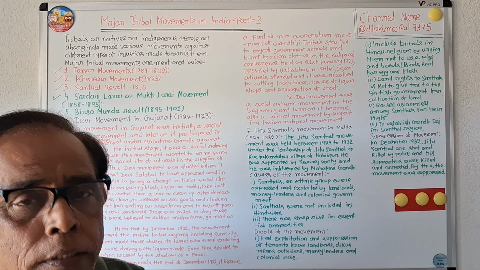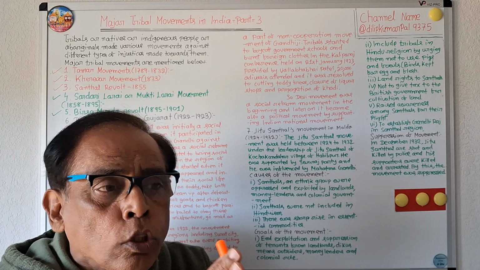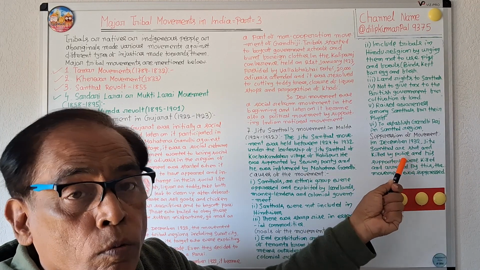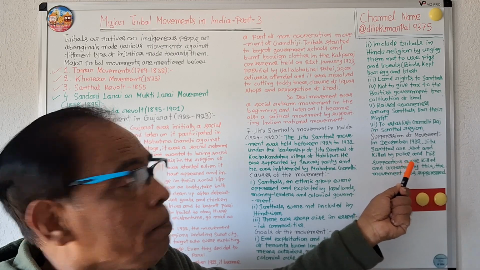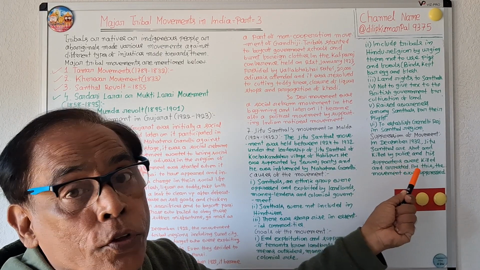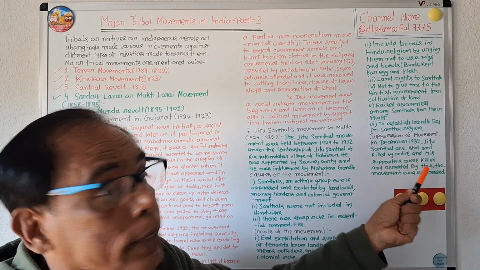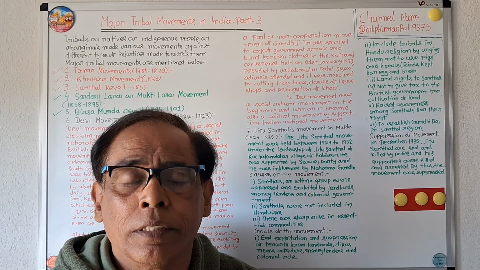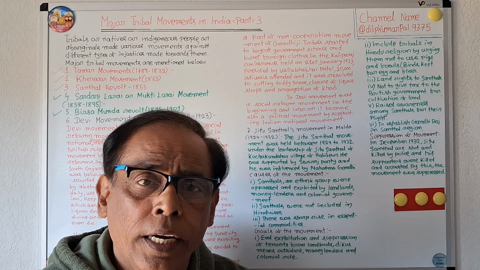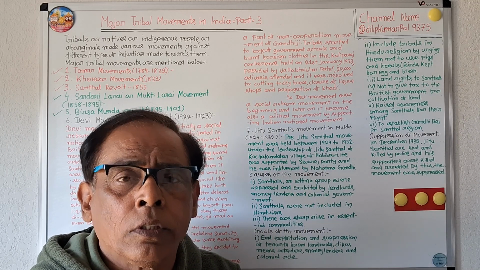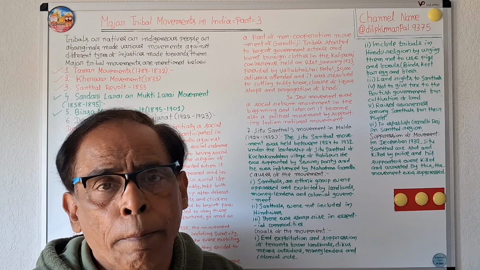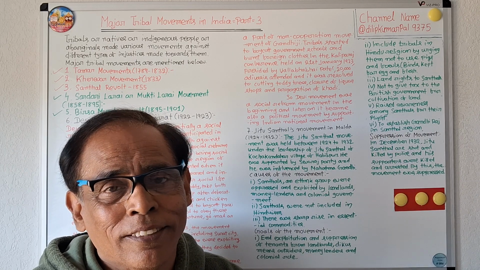How was this movement suppressed? Jitu Santal was shot dead by police, and among his supporters, some were arrested and some were killed. By this, the movement was suppressed.